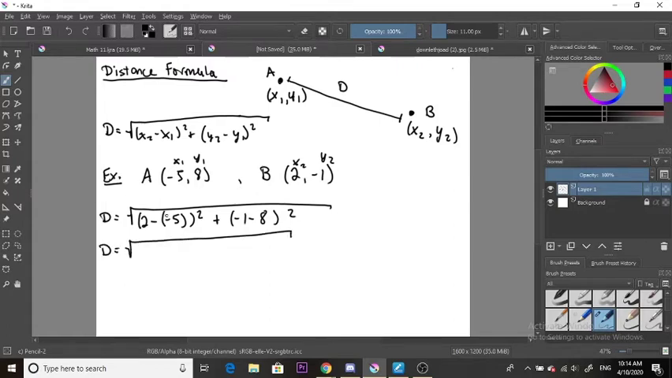Now the next line is we want to solve inside the brackets first. So for this one, we have 2 minus -5. When you put that into your calculator, you will get +7. And then here we have -1 minus 8, which will give us -9.